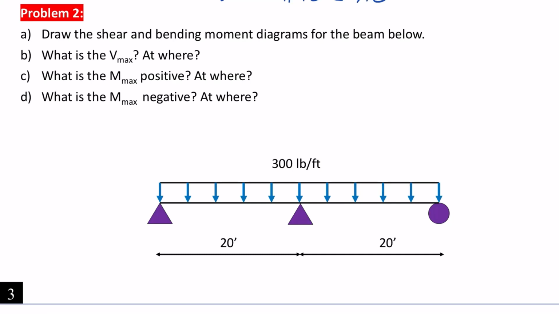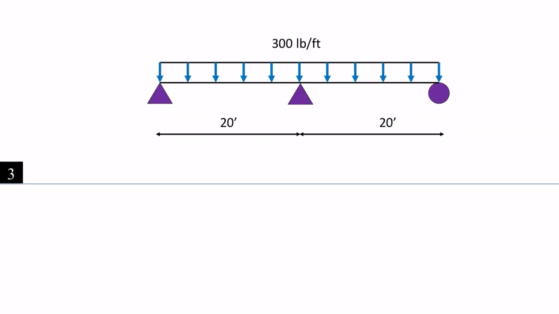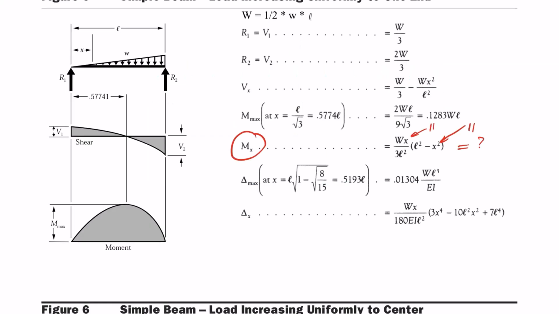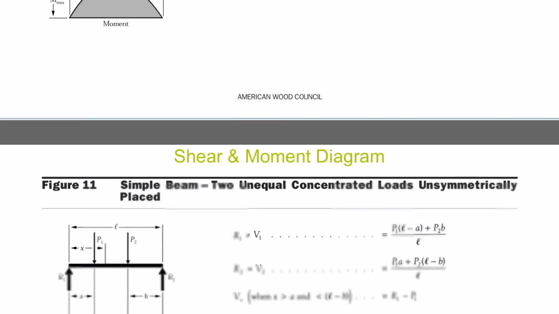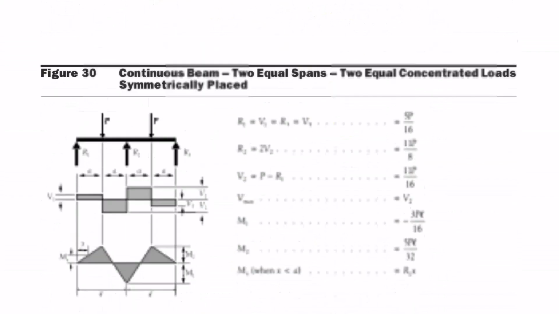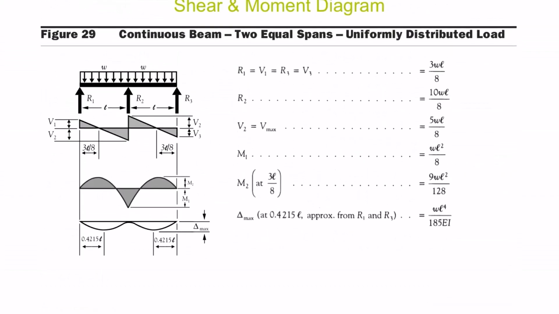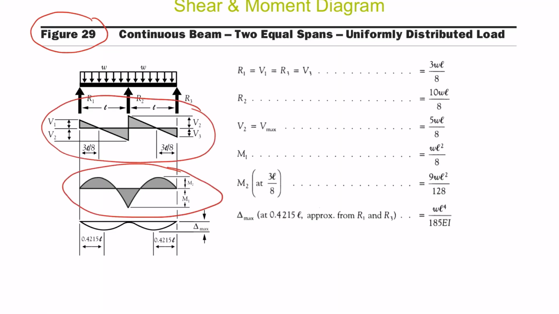Now let's take a look at this problem. First of all, we can do similar to the previous problem, which is to check the reference. If you scroll around here, you can see that the problem is more similar to the figure over here, figure 29. So we can use the reference over here to draw the shear and bending moment diagram. First of all, I will draw the shape of that like this.